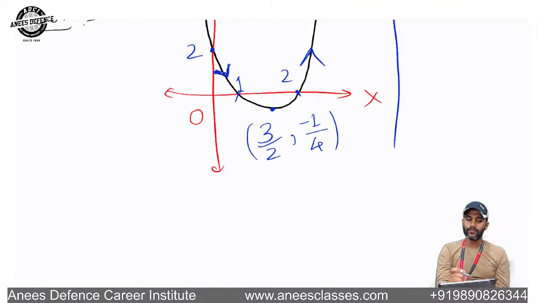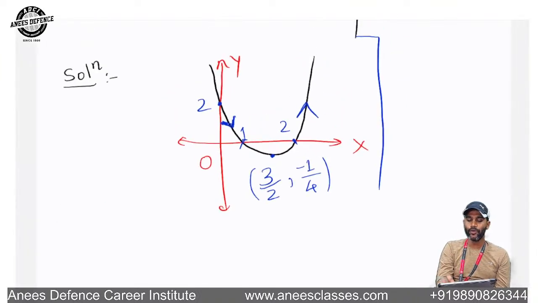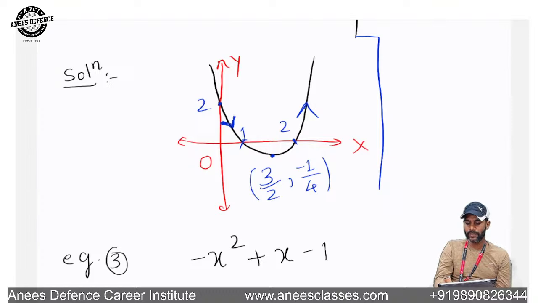Now, location of roots. I hope you understood how to draw the graph. Shall we draw one more graph? Example number 3: minus x square plus x minus 1 is equal to f of x.